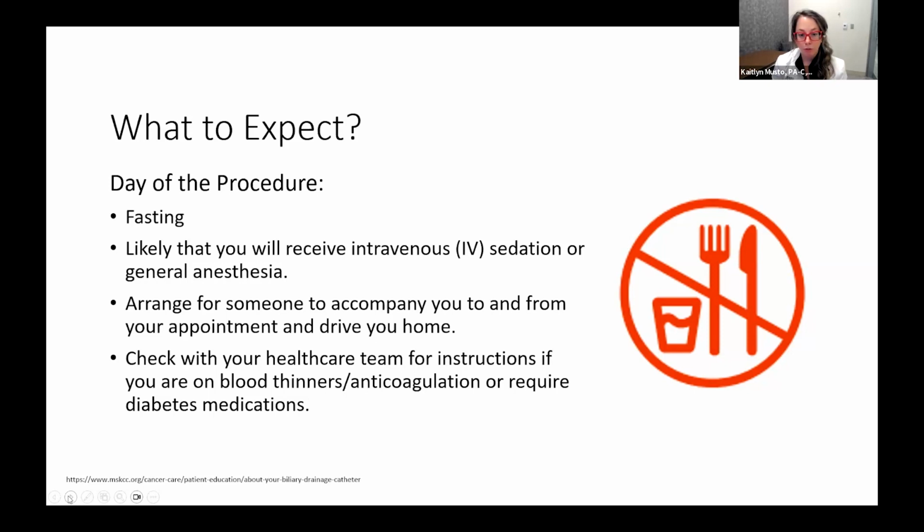Usually you'll need to arrange for someone to accompany you to and from the appointment and to drive you home if you're getting any kind of sedation. You'll also need to be fasting prior to the procedure. And you'll want to check with your healthcare team for instructions if you're taking blood thinners or require diabetes medications.